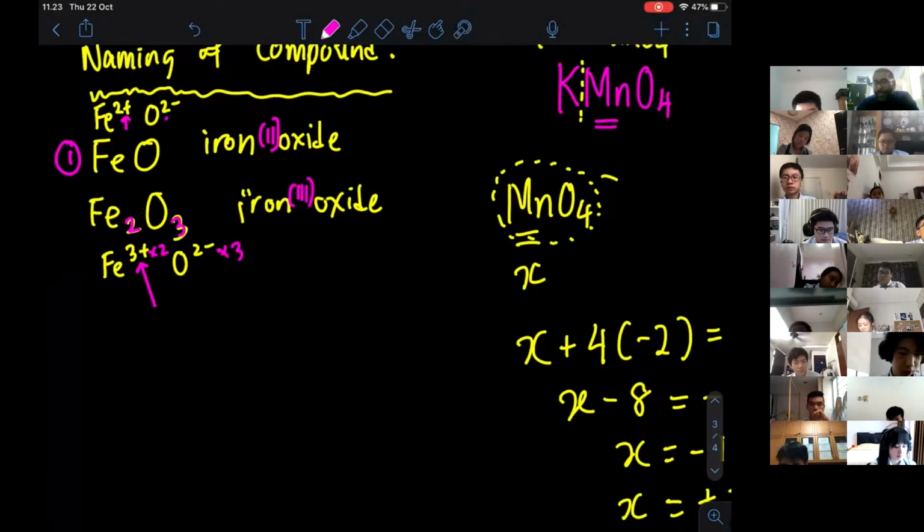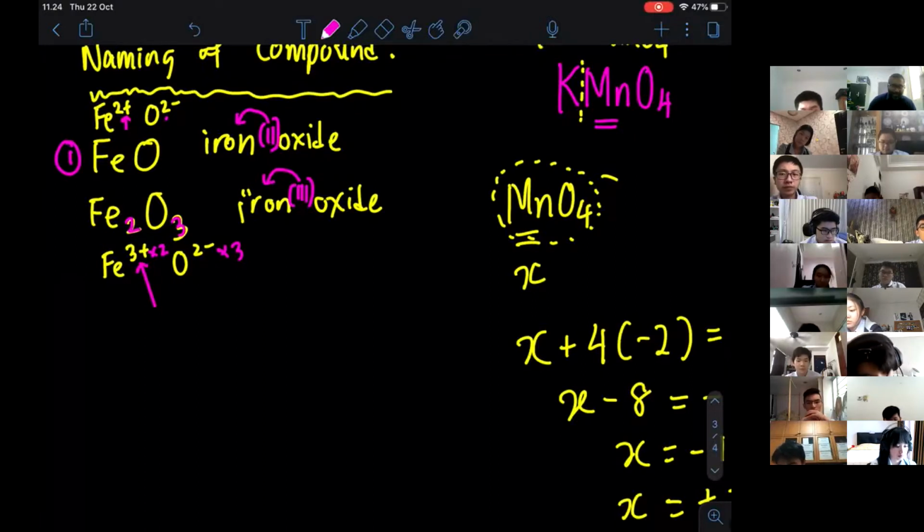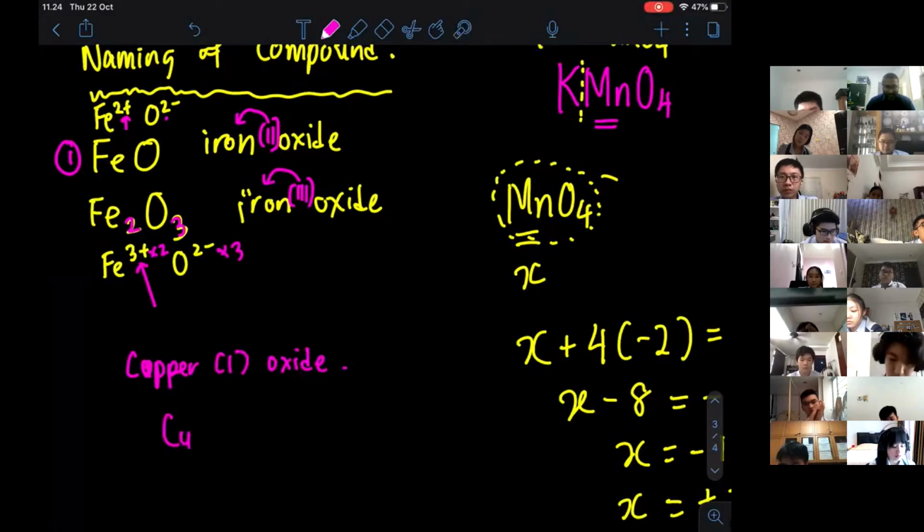Okay, iron 3 oxide. So similar to that, please remember the number: if they come in the middle, it represents the oxidation number here on the left hand side. So for example, if I want to write an example like copper, copper 1 oxide. What does it mean? The oxidation number of copper is +1.